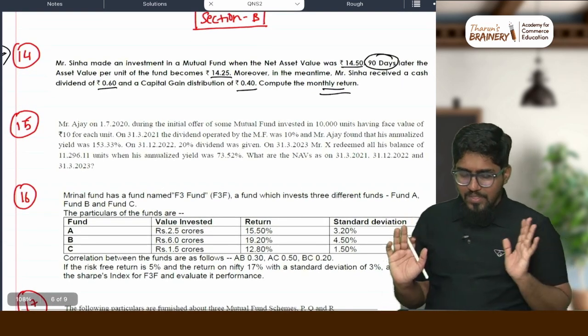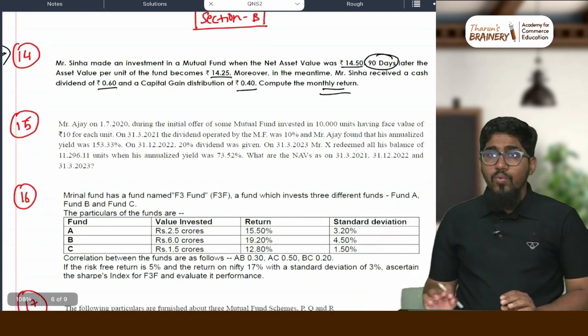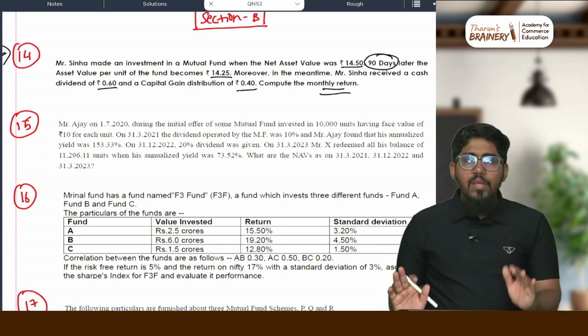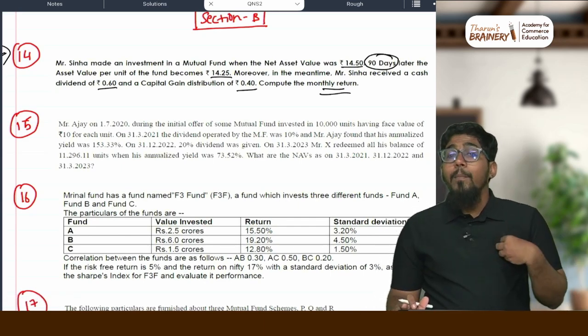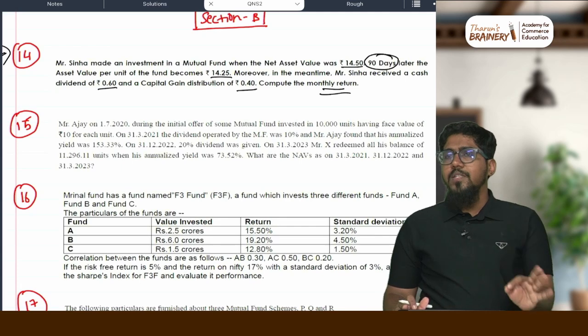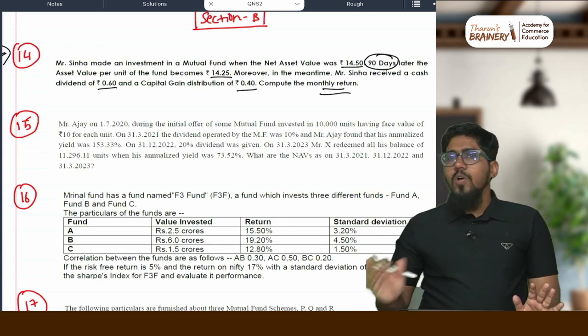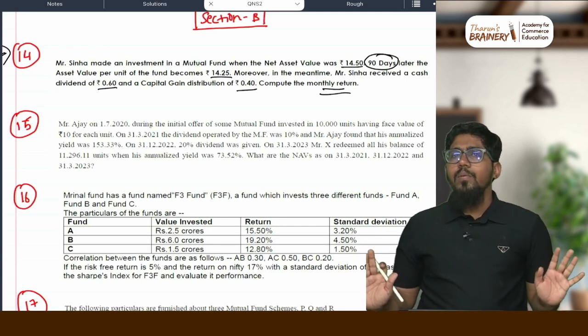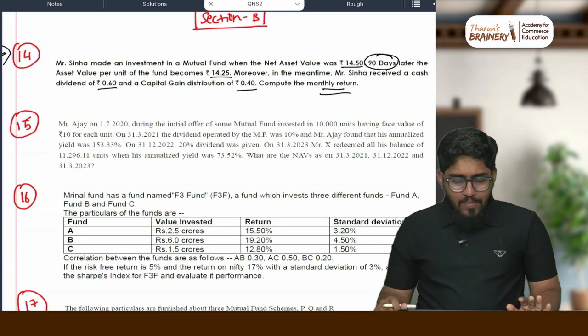Question number 15. Let us try to read this. This is a little bit lengthy problem, so you have to be with me. But once you know how to solve this problem, this is one of a kind problem. Only if you solve it, you will be able to get this answer. So please concentrate.